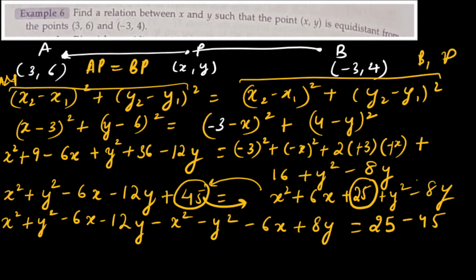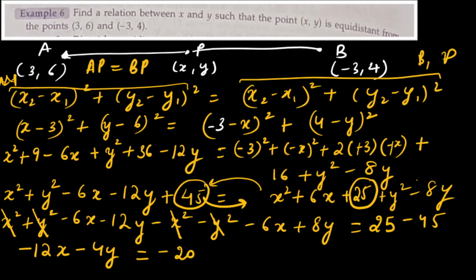Now x square minus x square is 0, so we can cancel. Y square minus y square is 0, so we can cancel. Minus 6x minus 6x will not get cancelled because minus minus is plus. So minus 12x, and this one minus 12 plus 8, so this is minus 4y. This is equals to 25 minus 45, which is minus 20.